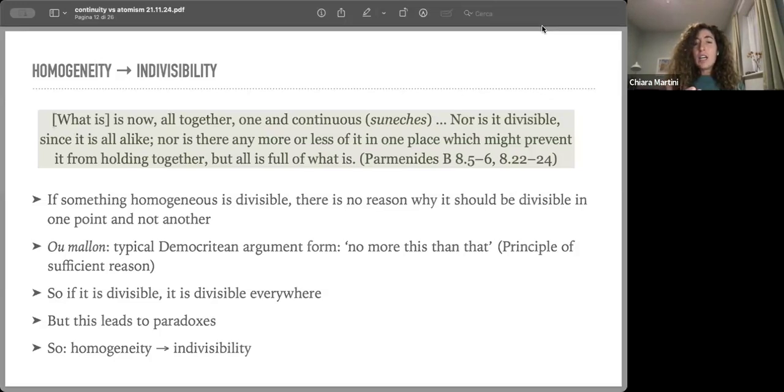So in order for the division to be possible here and not there, there must be a reason. If the two positions are identical, well, there is no reason why you should be able to do something here and not there. But that's very dangerous, because as soon as you allow that something homogeneous is divided anywhere, well, then it is divisible everywhere. And if it is divisible everywhere, then it is infinitely divisible, but that opens up chaos. And so that's why the atomists were like, okay, no, not divisible. Forget it, not divisible at all. So we have this very strict connection between homogeneity and indivisibility, both in Parmenides and in the atomists.